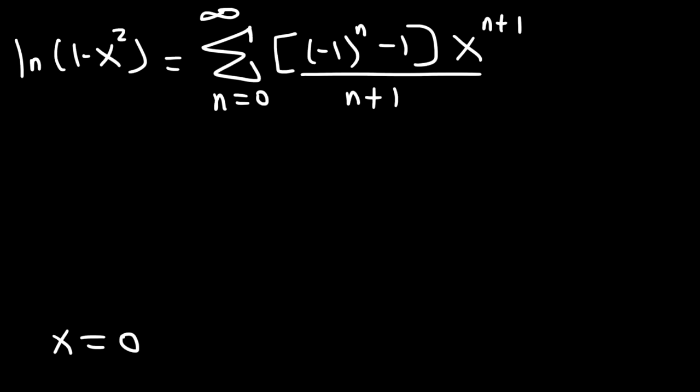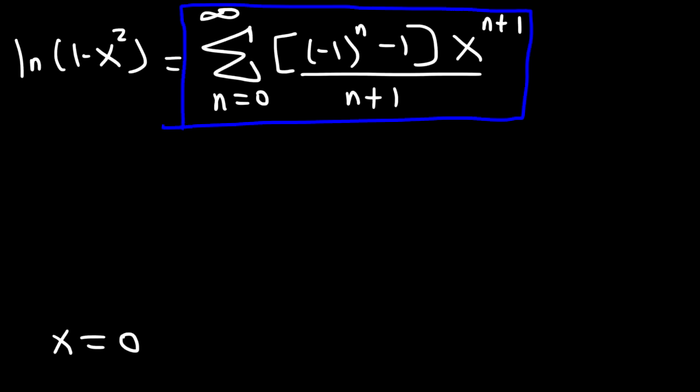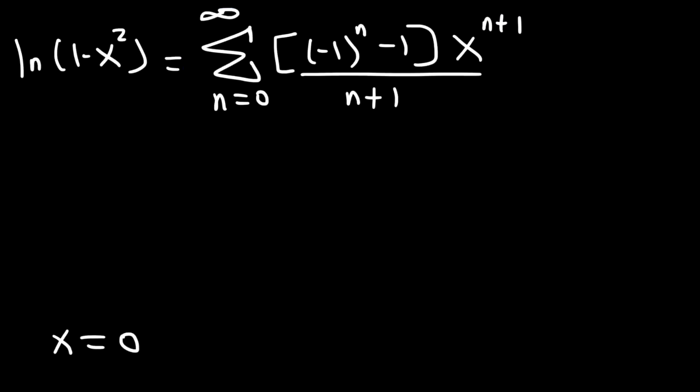And so we could say that the natural log of 1 minus x squared can be represented by this power series. Now there's more than one way to write a power series. So can we write this series in a way that looks more appealing? Let's find out. So what we're going to do is write out the terms of the series. So let's start when n is equal to 0.